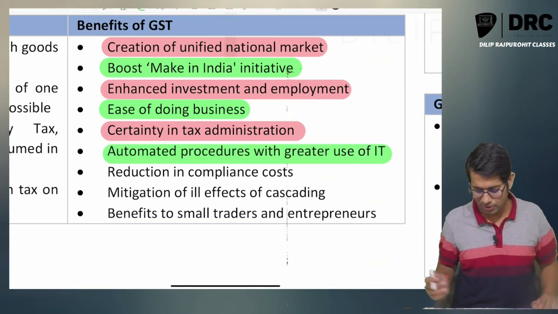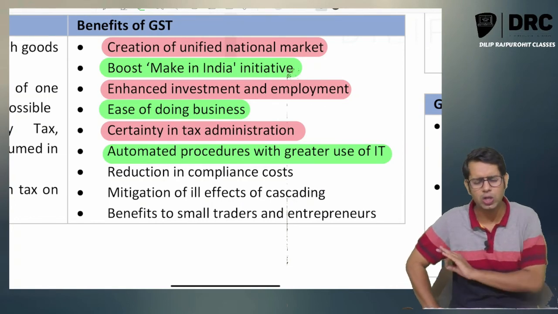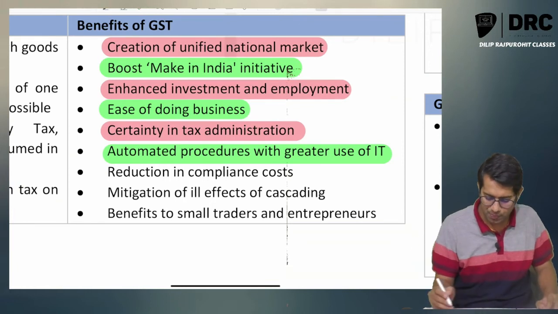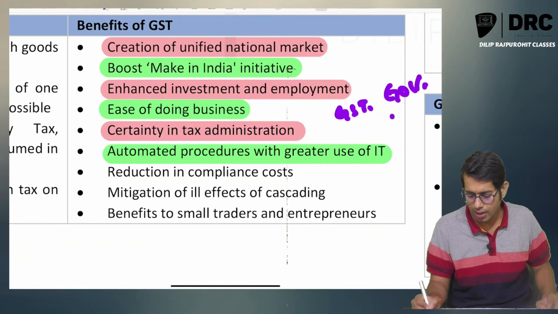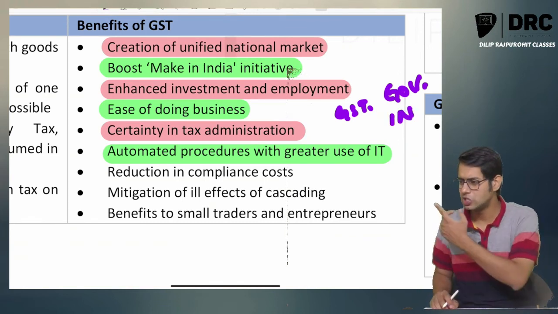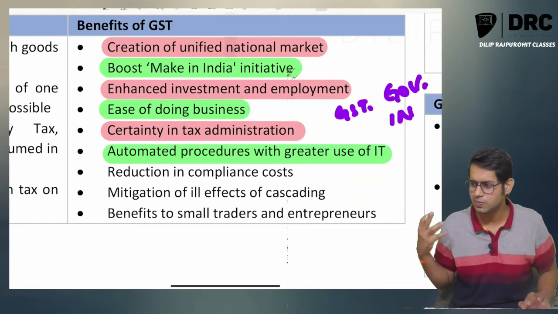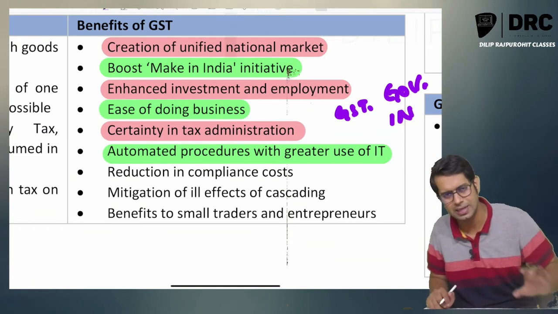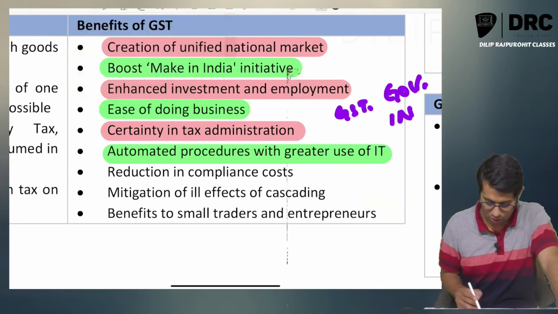The same thing is what the next point is telling: automated procedure with greater use of IT. All the procedures under GST law are automatic. I mean, it is online. We have a portal called gst.gov.in. If I want to take registration under GST law, I go to this portal and apply for registration. If I have to file my returns, I go to this portal. If I have to pay taxes, I go to this portal and pay the taxes. So all the procedures are now automated.